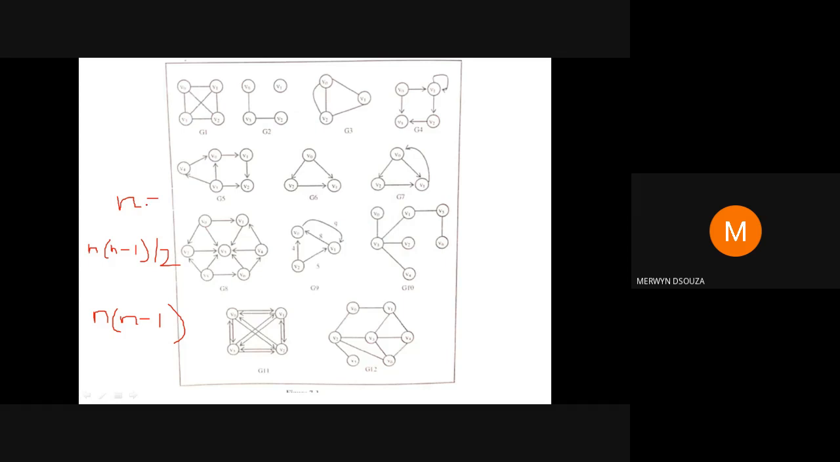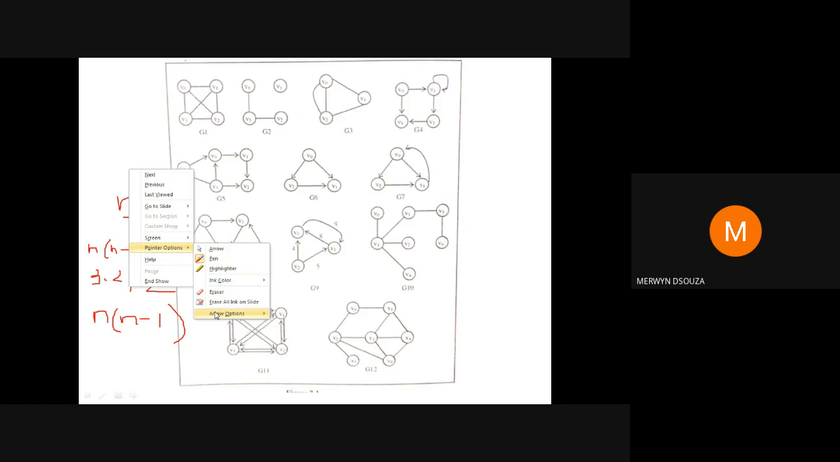Suppose you give n equal to 3. For an undirected graph, you can apply the formula and check, you will have a maximum of 3 edges. Apply this formula and see: 3 into n minus 1, which is 2. So 3 into 2 is 6, and 6 divided by 2 gives 3. The maximum number of edges that you can have is 3 if n is 3. Similarly, you can apply it for a directed graph and you will get the number of edges.